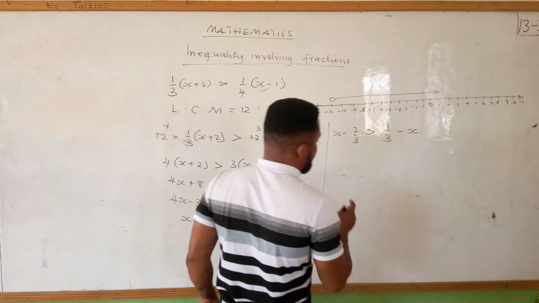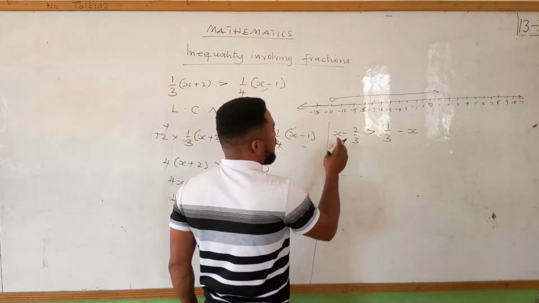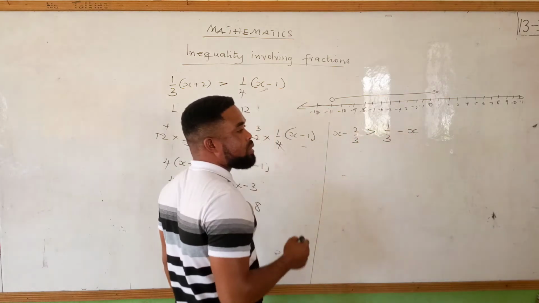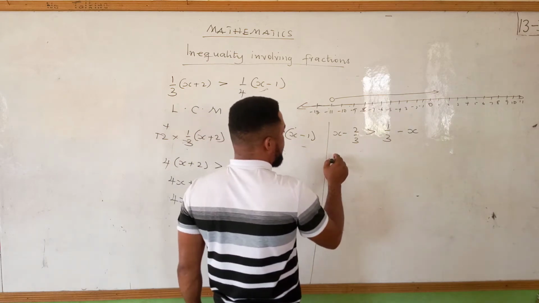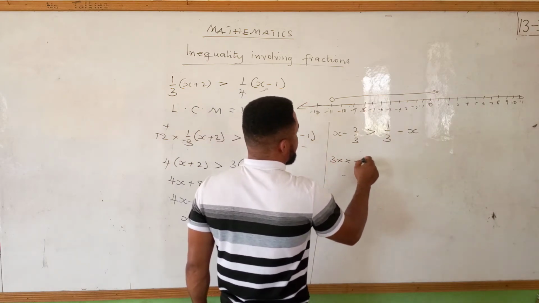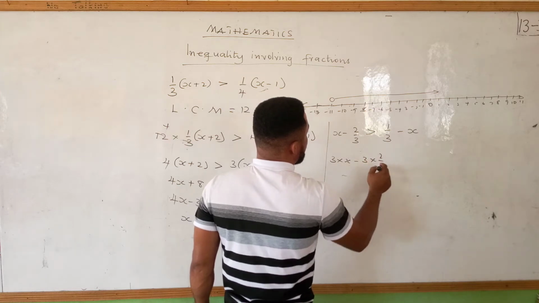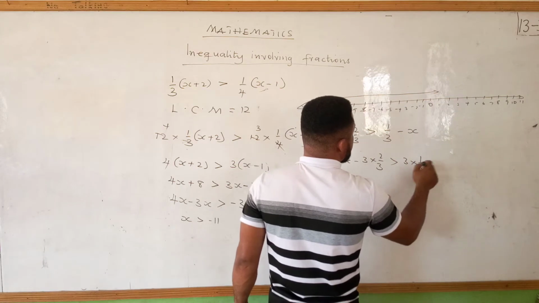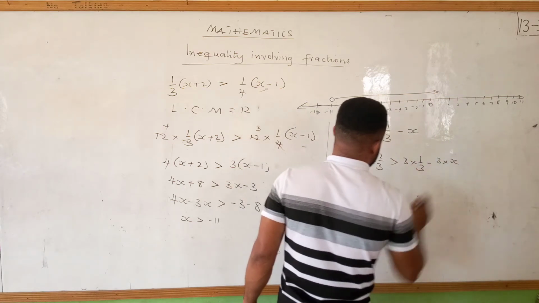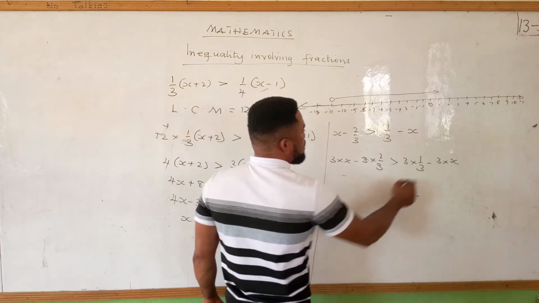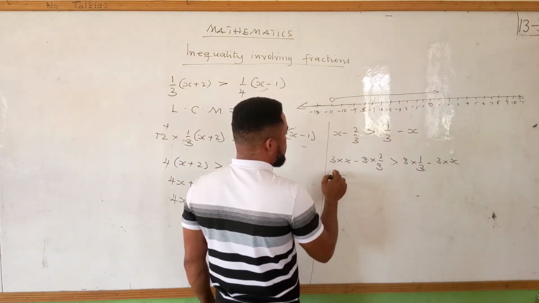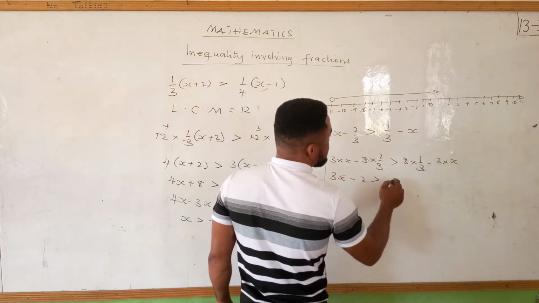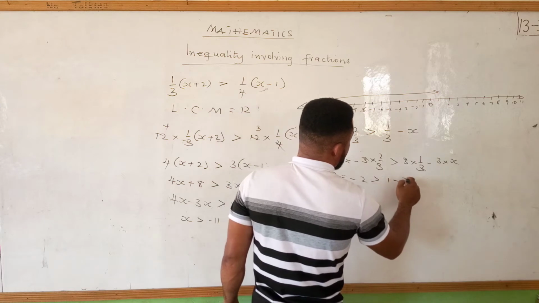So we multiply both sides by what? By 3. Now we have term 1, term 2, term 3, term 4. We have 4 terms. So we multiply the LCM by the terms. So we are going to have 3 times x minus 3 times 2 over 3, greater than 3 times 1 over 3 minus 3 times x there. Now remember, this one will cancel out. This one will also cancel out. So we are going to have 3x here minus 2 greater than 1 minus 3x.